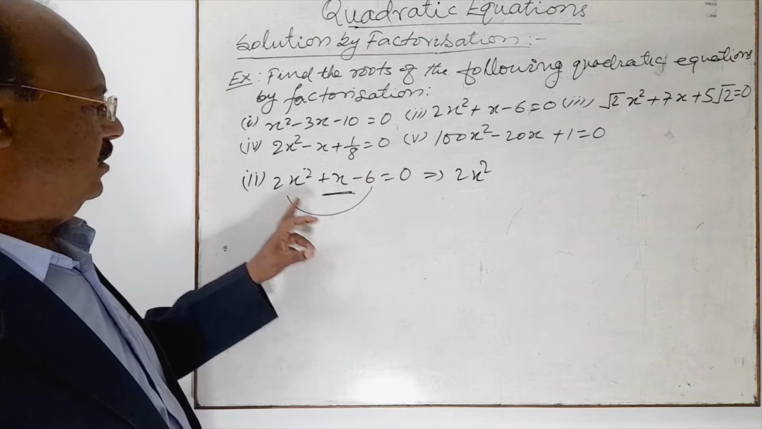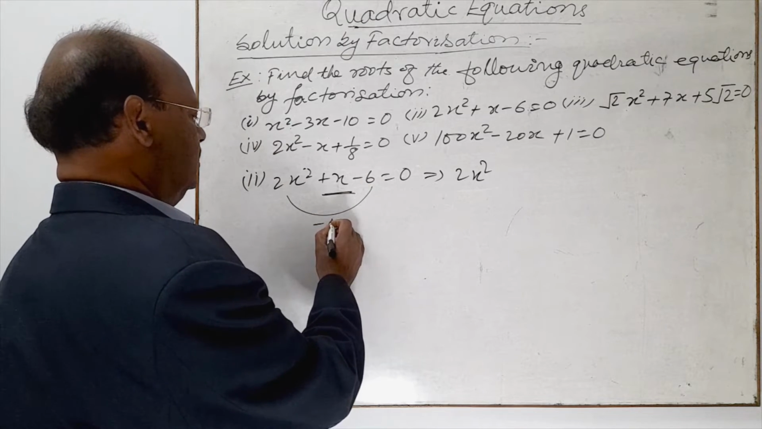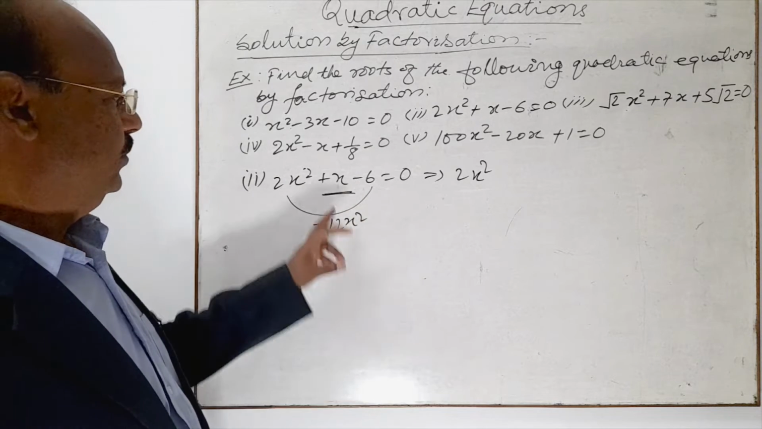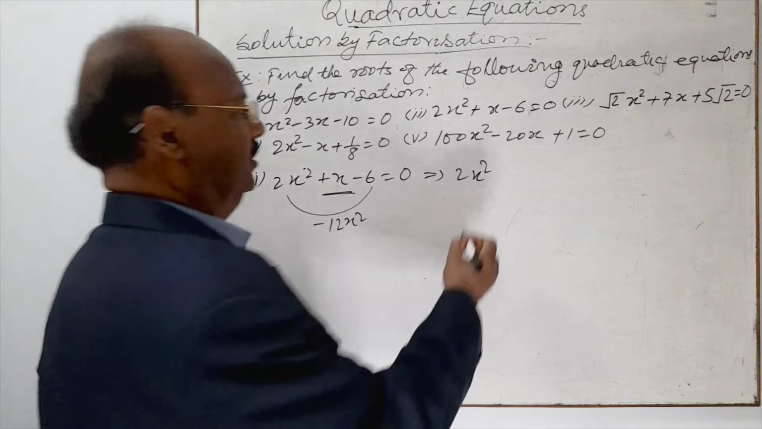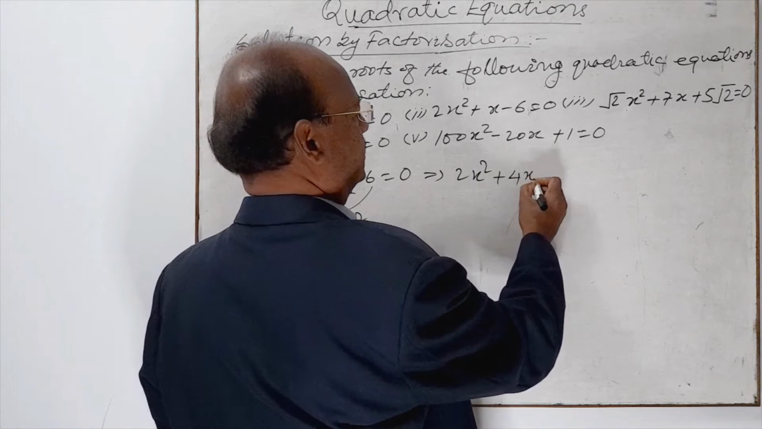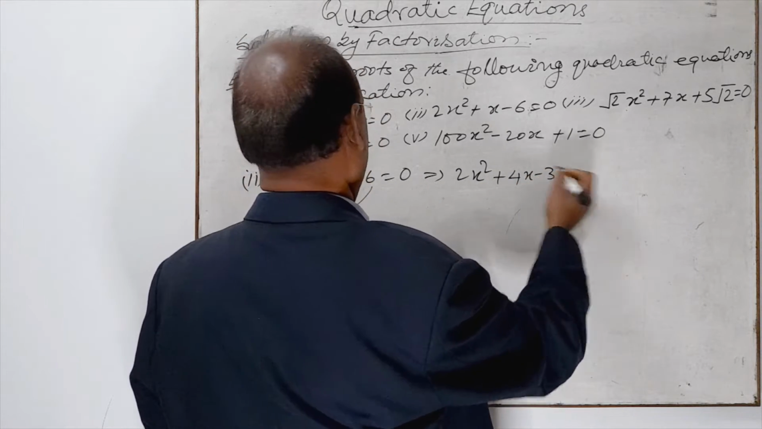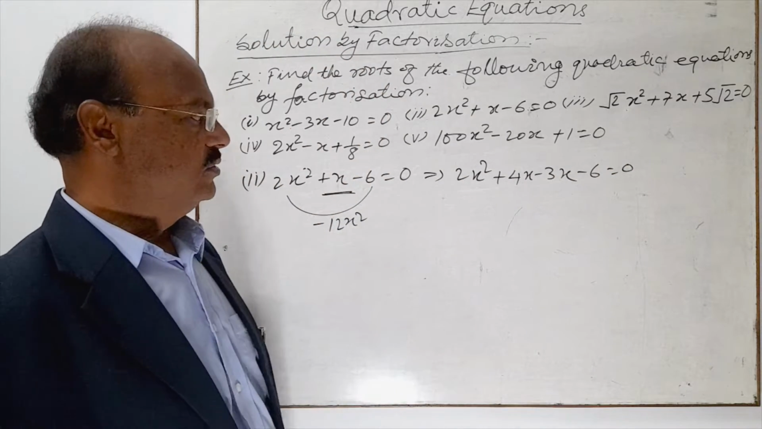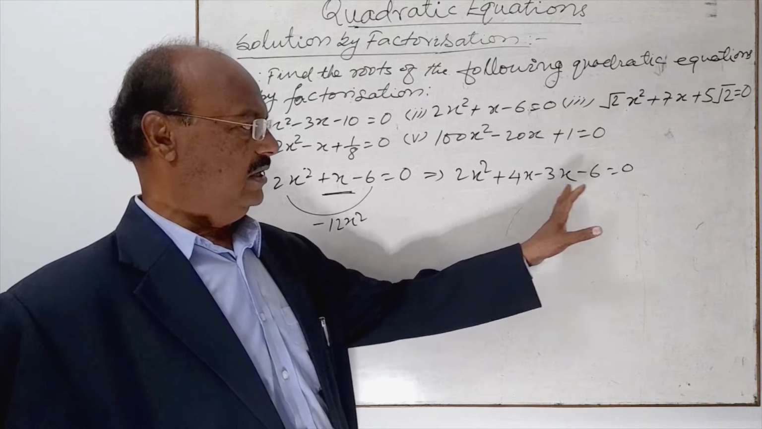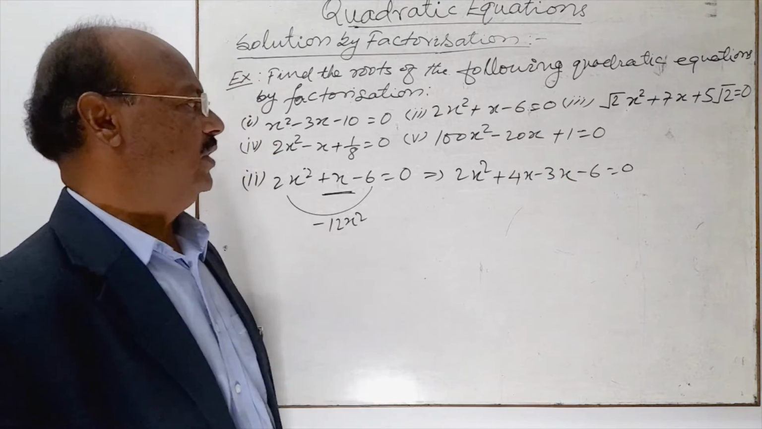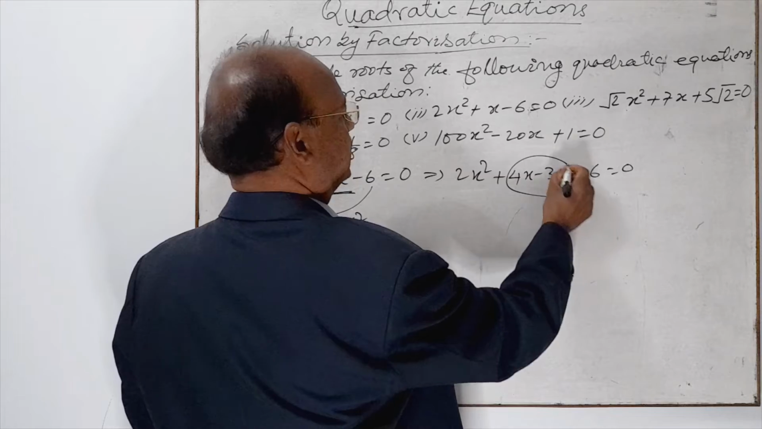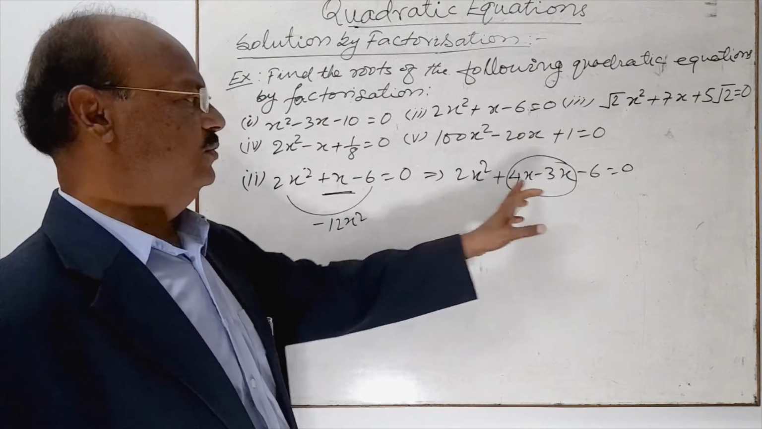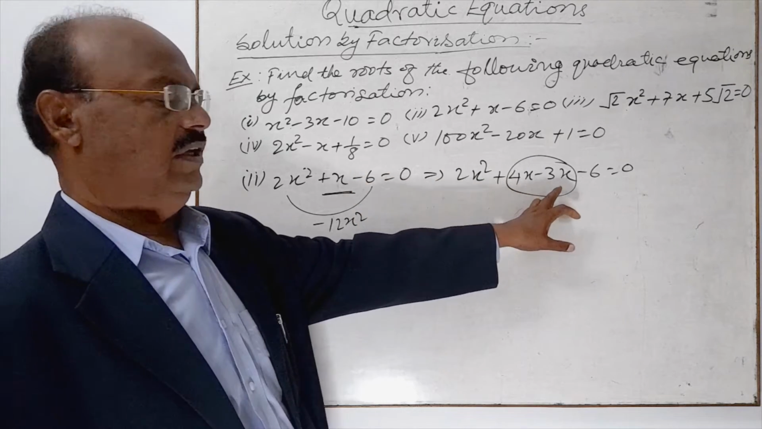Here the product of these two is minus 12x square. So in place of x, you can write 4x minus 3x. And the last term is minus 6 is equal to 0. So how can we check whether we have taken the correct step? Because here 4x minus 3x remains the same, x. So there is no change here. This is nothing but x.